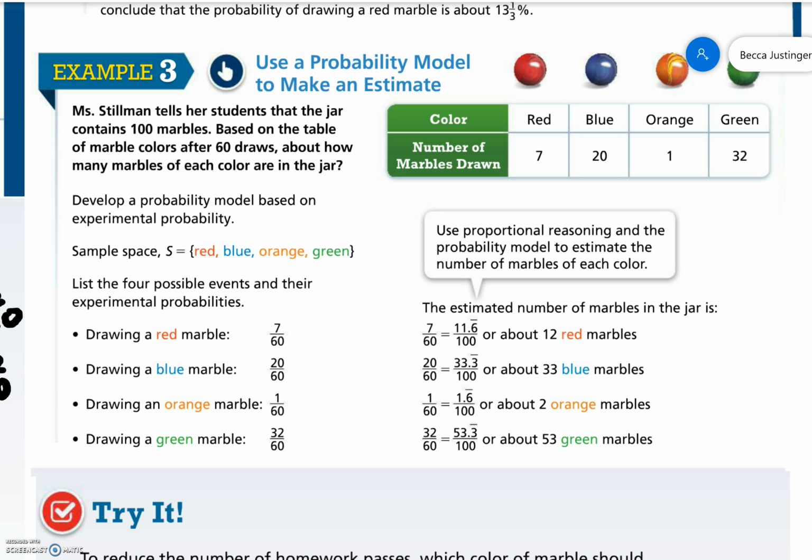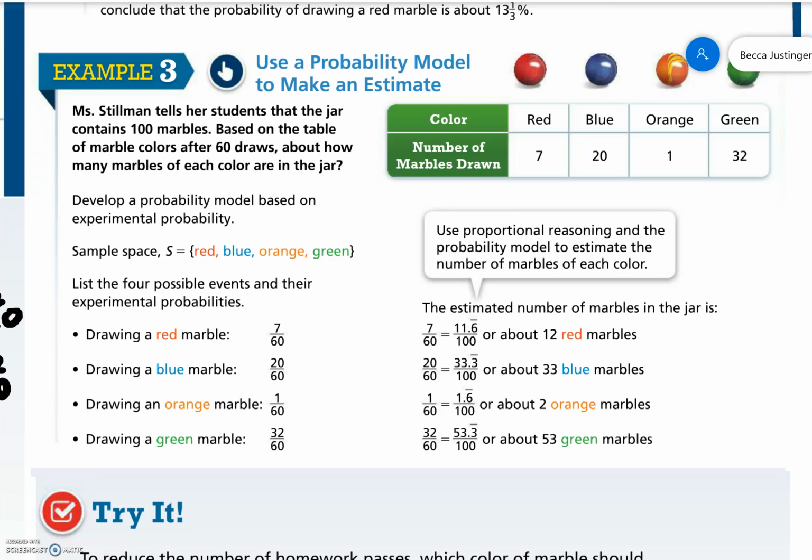Example 3. Use a probability model to make an estimate. Ms. Stillman tells her students that the jar contains 100 marbles. Based off the table of marble colors after 60 draws, about how many marbles of each color are in the jar? So first, our probability model is the sample space of red, blue, orange, and green. Then we make our probabilities.